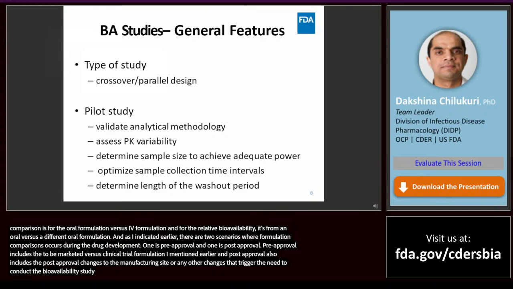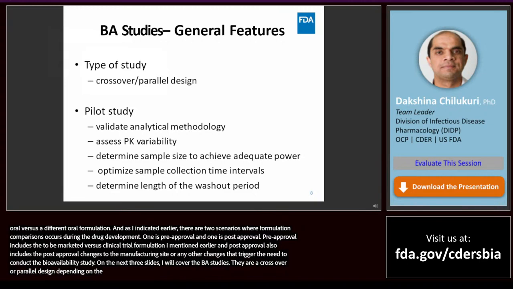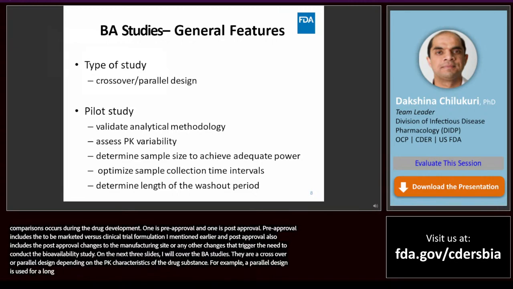In this slide and the next 3 slides, I will cover the general features of a bioavailability study. Typical BA studies are conducted as a crossover or parallel design, depending on the PK characteristics of the drug substance. For example, a parallel design study is used for a long half-life drug, where a crossover design is impractical. And the guidance recommends pilot studies for a variety of reasons that are described on this slide.